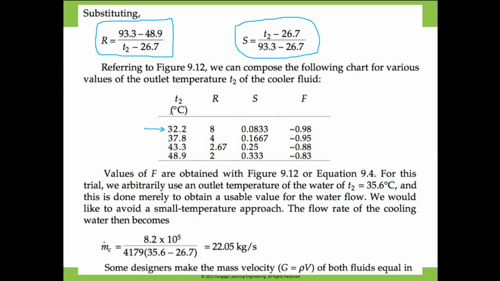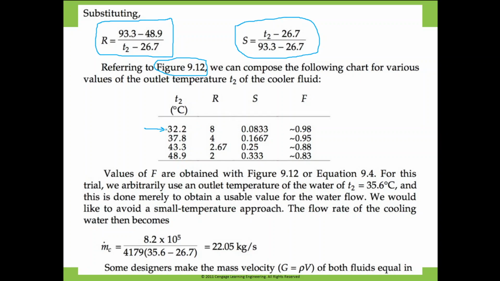table. Okay, let us assume the T2 and then we substitute the T2 in this value and this value, and then we calculate the R and S, and finally with the help of R and S, when we go to figure 9.2, then we can find the value for the correction factor. So, the correction factor in this case comes out to be 0.98.